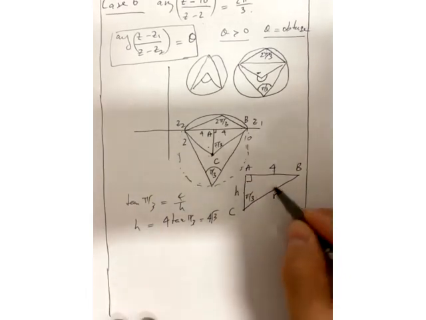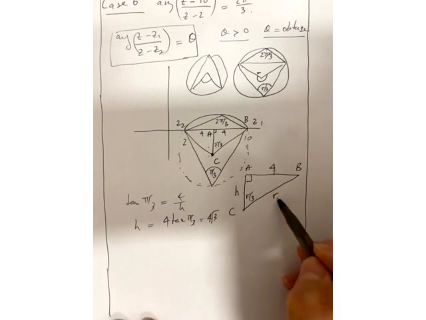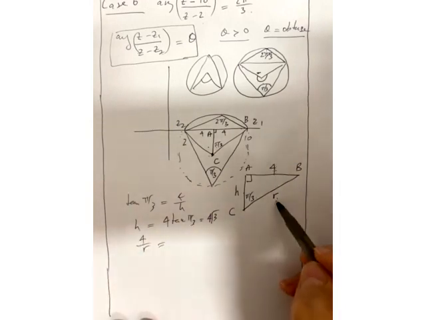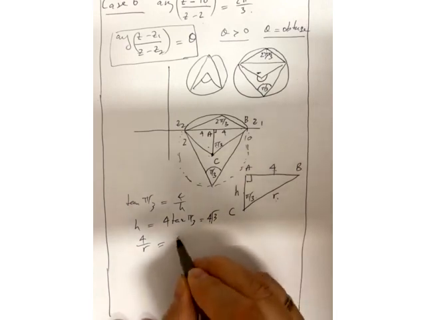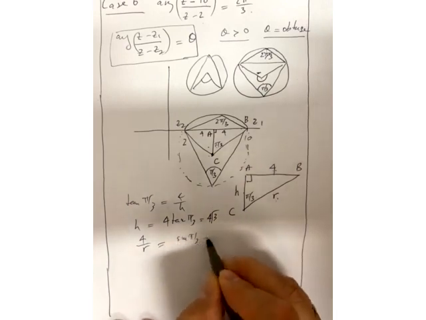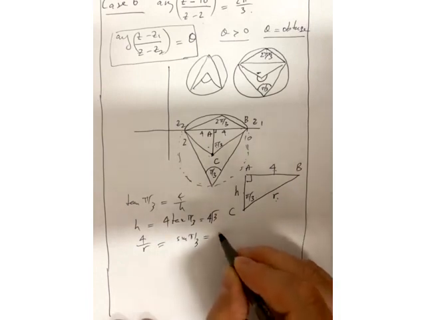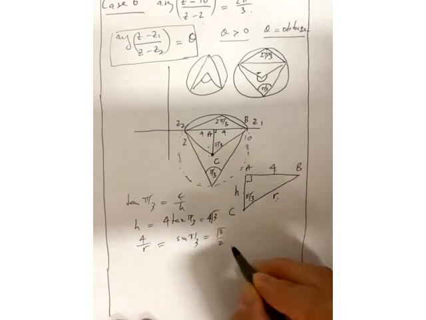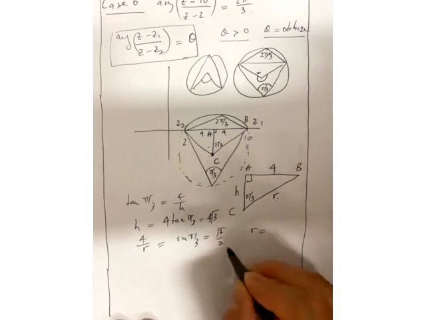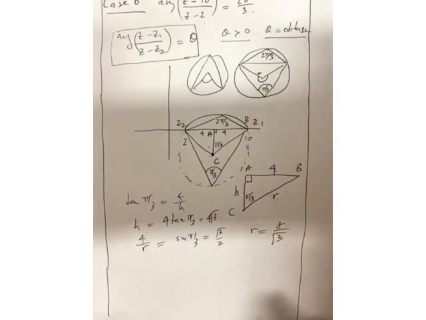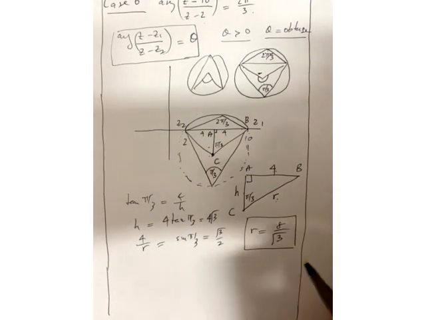For r, using trigonometry again, 4 divided by r, so that's opposite and that's hypotenuse, I think. You get sine pi on 3. You have to know what sine pi on 3 is. Sine of pi on 3 is basically root 3 on 2. So basically r in that case is just going to be 8 on root 3. So you found the radius. Right?